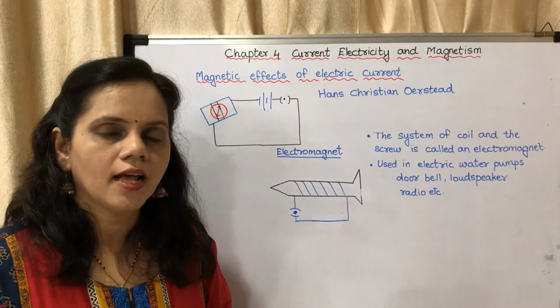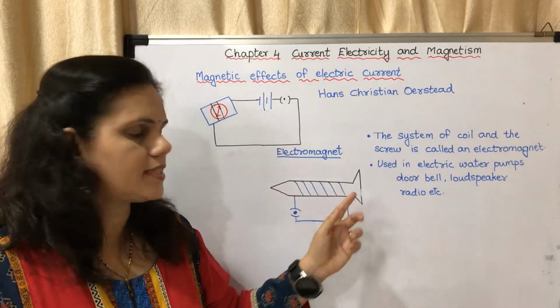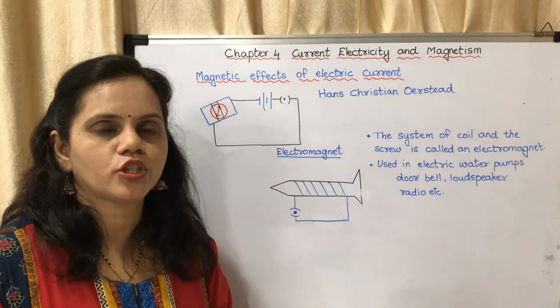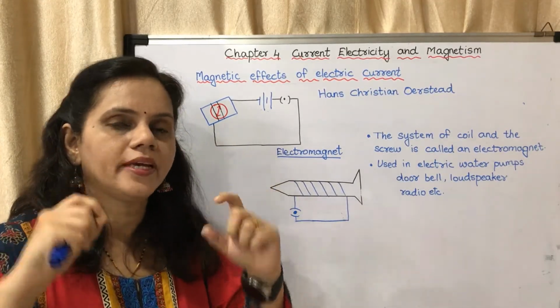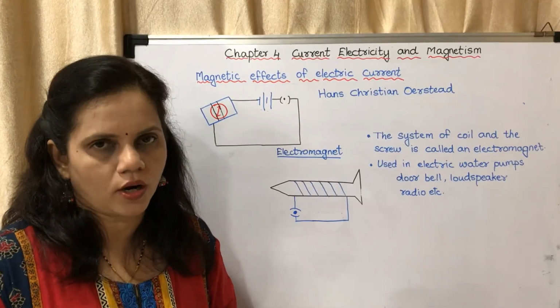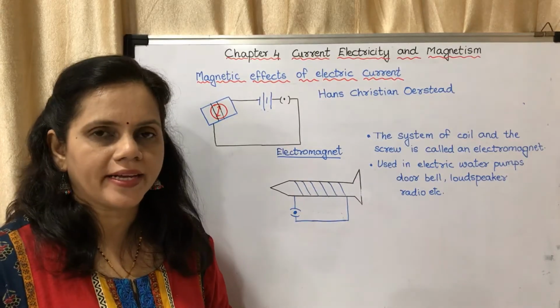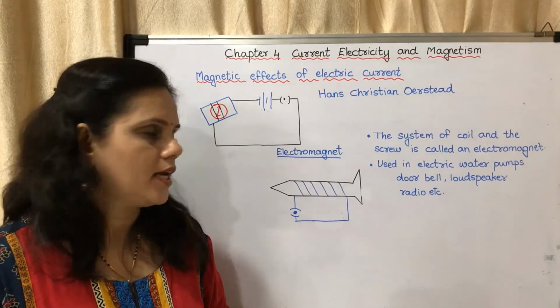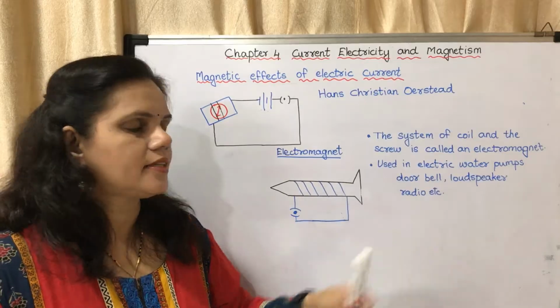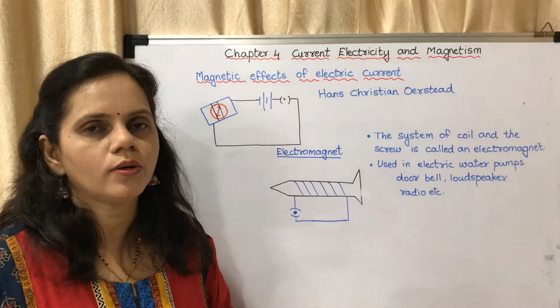There is a coil and there is a screw. It is not necessary that it should be in the form of a screw. It could be in the form of a cube or cuboid, an iron core, as it is called. So this is an electromagnet. Where are they used? It is used in electric water pumps, doorbell, loudspeaker, radio, etc.